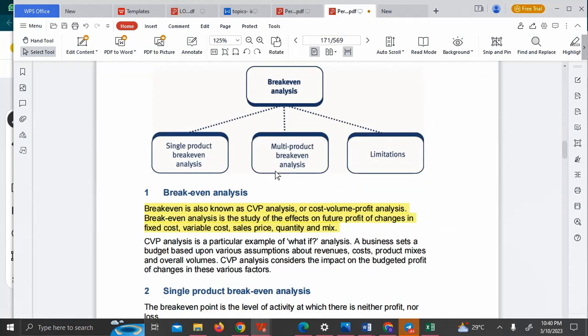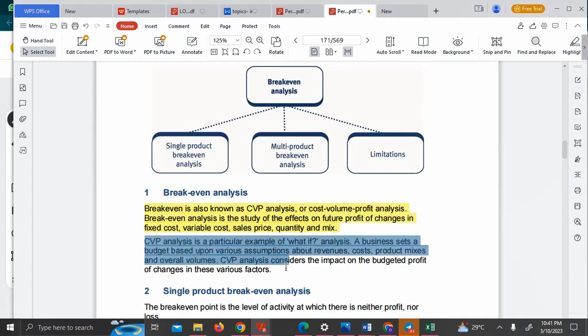So for tonight, we'll be doing single product analysis. In the next class, we'll be doing multi-product analysis, meaning products more than one. So today we are doing single product analysis.